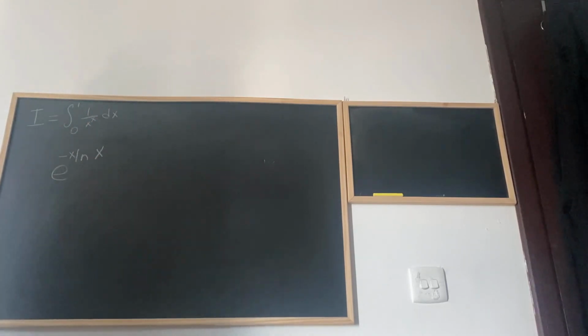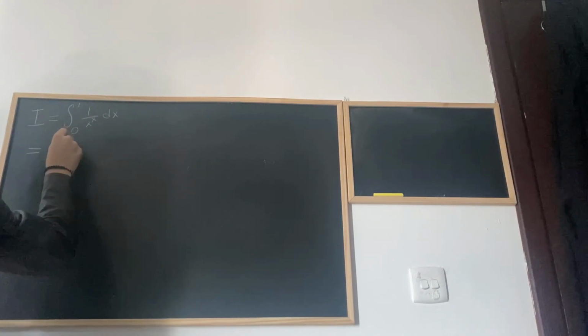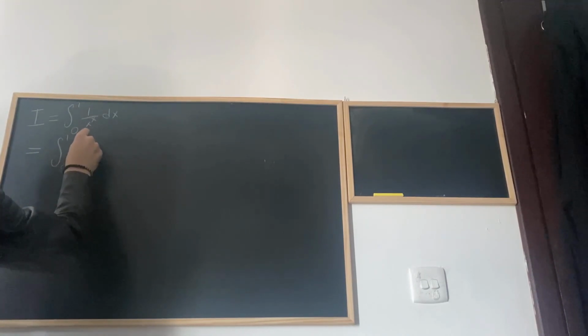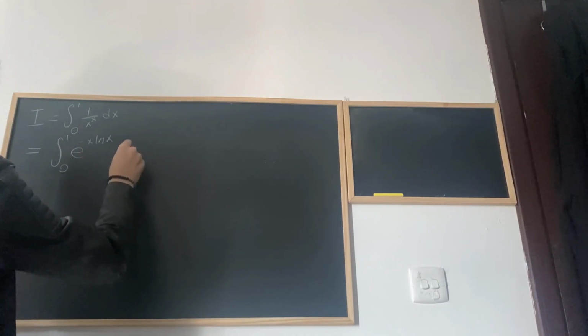So let's actually do that really quickly. So let me erase this. Let me put I, which is equal to the integration from 0 to 1 of e to the power of negative x ln x, and let's put a dx over here. Okay, now what do we do? Let me give you a second for you to think about what we can do here. What's the next logical step?